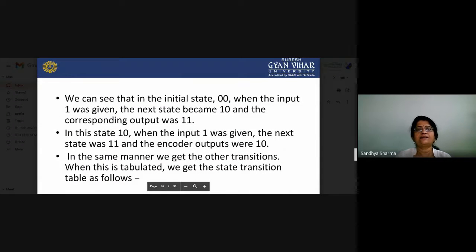Now we can see that at the initial state, the state will be 0 0. When input 1 is given, the next state becomes 1 0, and the corresponding output is 1 1. In state 1 0, when input 1 is given, the next state is 1 1, and the encoder output is 1 0. That is what the next state and the encoder output will be, and in the same manner we can get the other transitions.